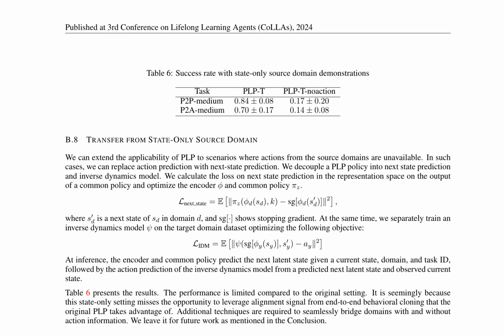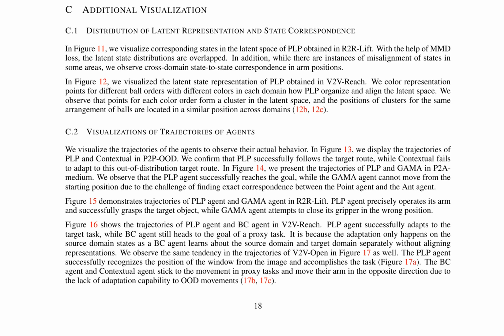Extending the applicability of partially labeled policies, PLP, to scenarios where action information from source domains is unavailable is a crucial challenge. To address this, the authors propose a novel approach, decoupling the PLP policy into two components: next state prediction and inverse dynamics model. The next state prediction loss is calculated in the representation space, optimizing both the encoder and common policy. Meanwhile, the inverse dynamics model is separately trained on the target domain dataset. This approach enables the adaptation of PLP to scenarios with unavailable action information.